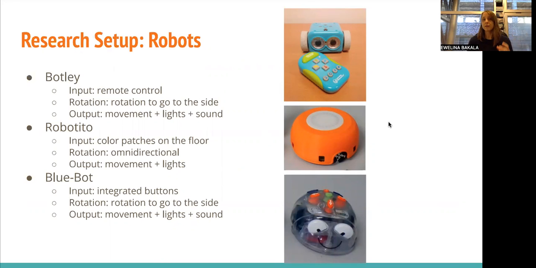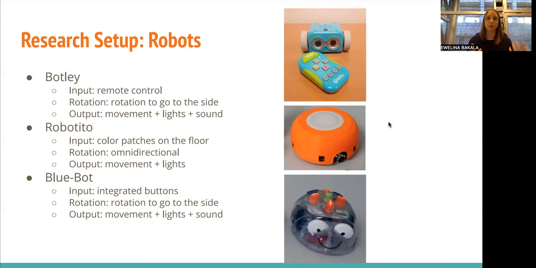We worked with Buckley, which has a remote control. So to move the robot, you introduce the sequence of directions. You have buttons, so you can press the buttons and say forward, forward, to the right, forward, and then send the program to the robot. If it wants to go to the side, it has to rotate and then go forward. And as the output, we have the robot's movements and also some lights and sounds.